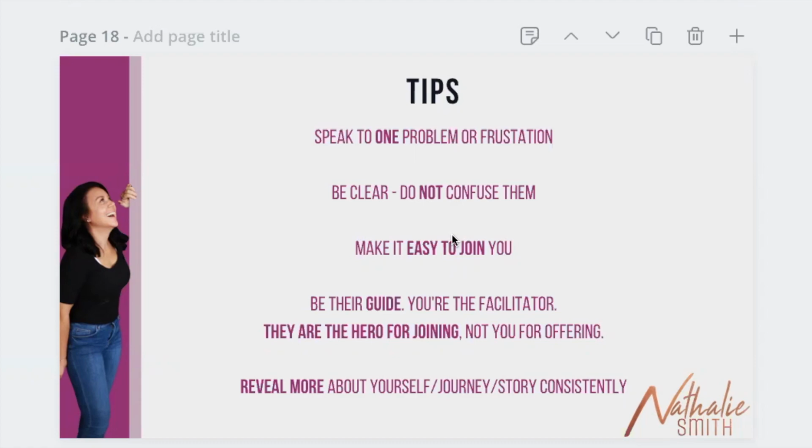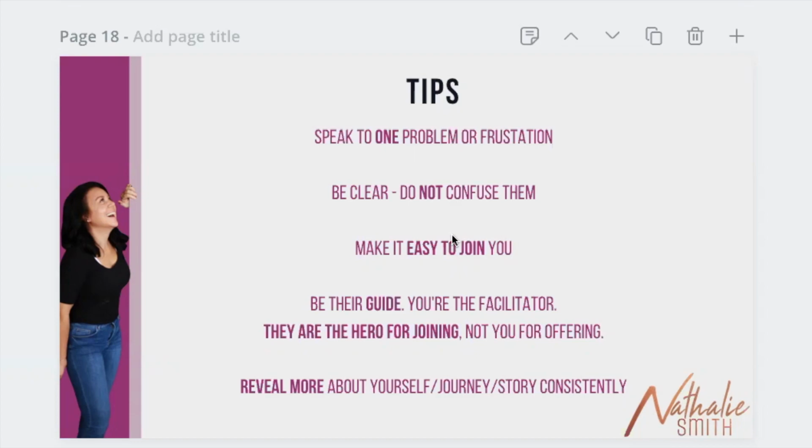Everyone needs someone to tell them what to do. They're waiting for you to tell them what to do. You just need to tell them, okay, we're going to get you started on a pack. What pack? Let's go. So make it easy for them to join you. Be their guide. You're the facilitator.